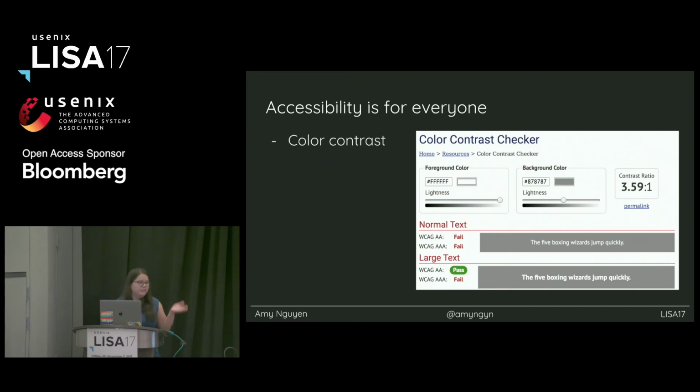If you think of the person who maybe doesn't have the greatest vision, and you just make your text or your foreground and background contrast more, that's helping everyone. And if you're waking up in the middle of the night, you're already squinting at your screen. Why make it harder?